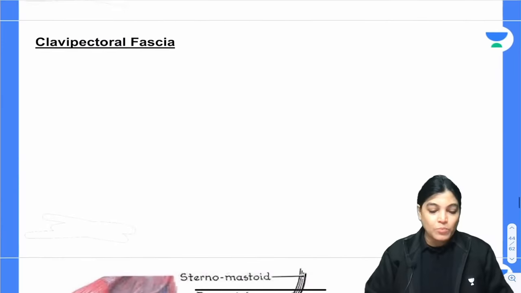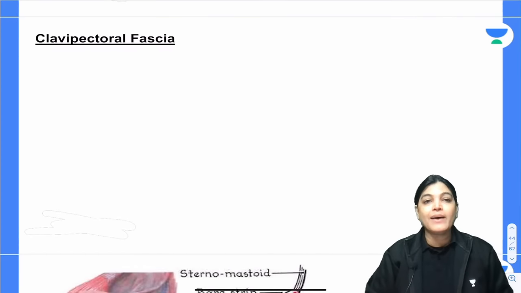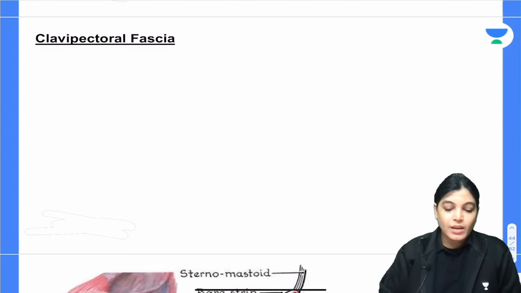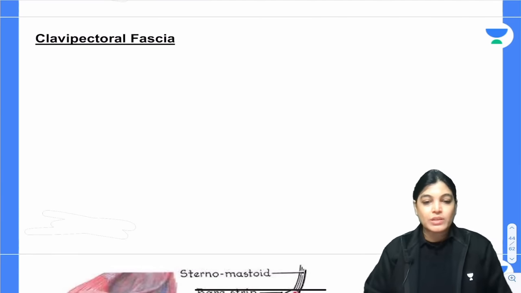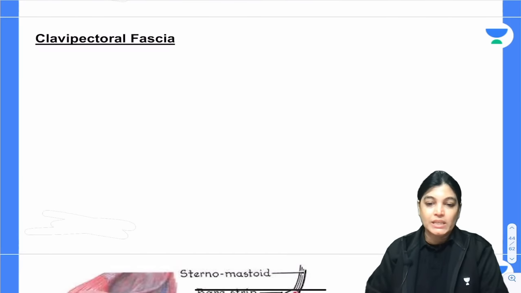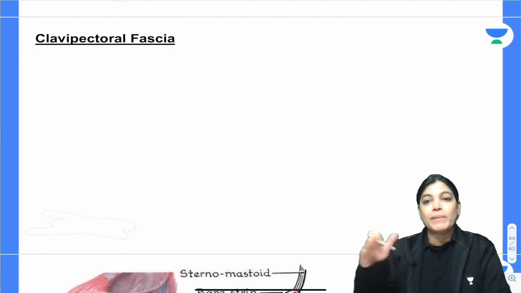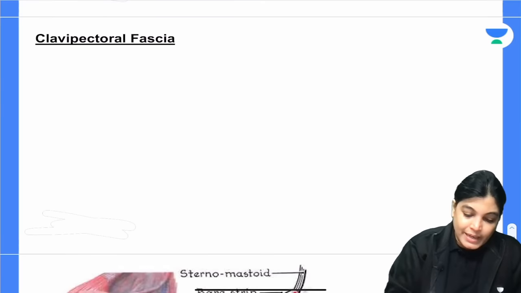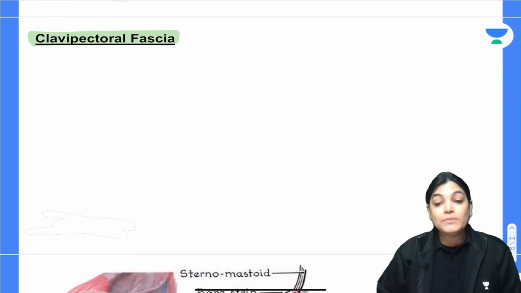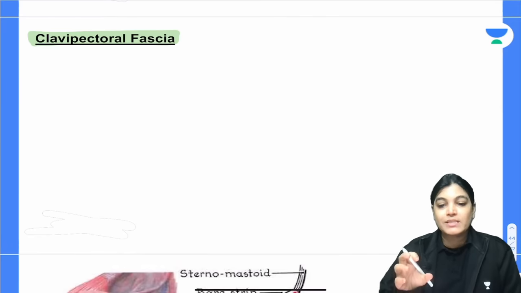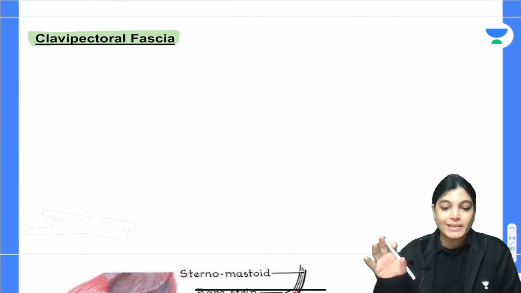Let's also talk about one more important topic in this category, that is clavipectoral fascia. If you remember, I have also taken a class on deep fascia. So clavipectoral fascia is a strong fascial sheath. Can you see the word with which it is related here? Clavicle and pectoral muscle. The location of clavipectoral fascia is deep to clavicular head of pectoralis major muscle. Actually, it is filling the gap or the space between clavicle and pectoralis minor muscle.